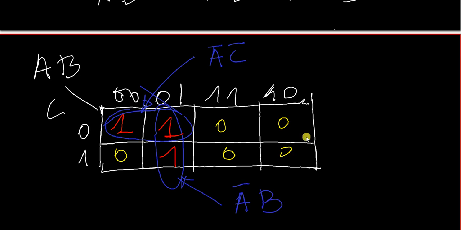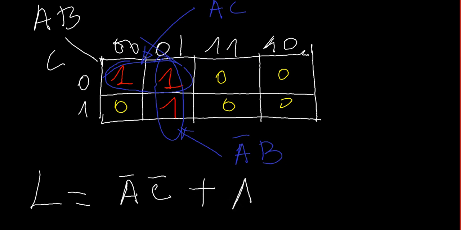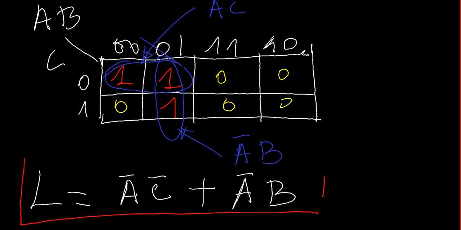Now it means that the output equation, following the Karnaugh map, will be equal to A bar C bar or A bar B. That is all about the simplification of this equation using Karnaugh map.